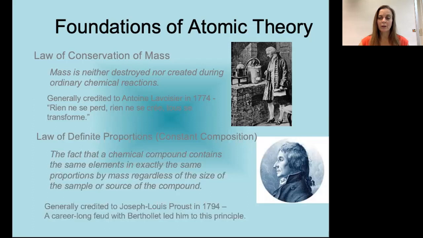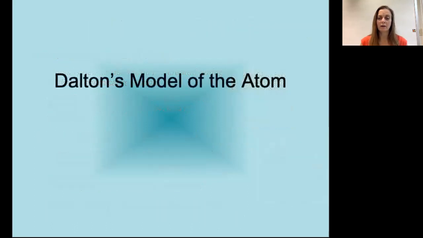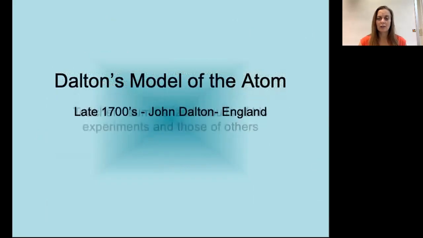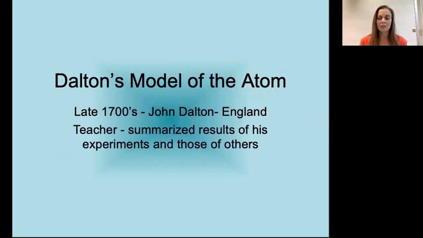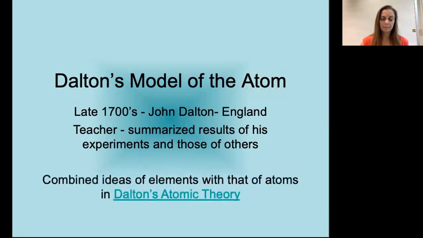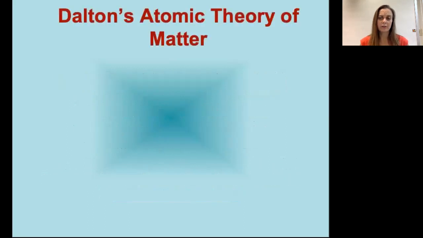There's one more law, but we're not going to worry about that one. So Dalton discovers a third law that we call the law of multiple proportions. And from that, he comes up with his model of the atom. So John Dalton is an English teacher in the late 1700s. He summarized the results of his own experiments and those of others. And he combines this idea of the elements, the individual elements, with the idea of atoms into what he calls atomic theory. So let's take a look at Dalton's atomic theory.